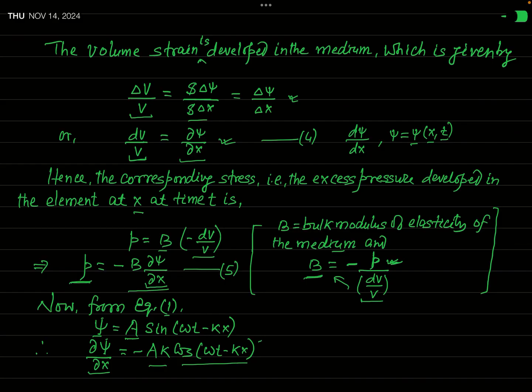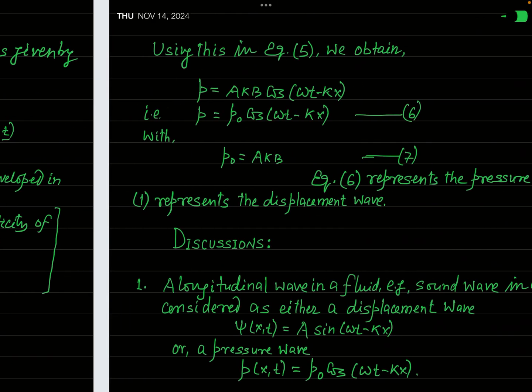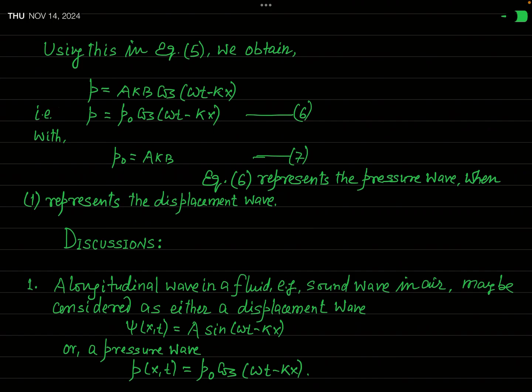So now let us substitute this value of del psi by del x in this equation 5 for getting the value of excess pressure. So the excess pressure, you can see, will be equal to this much, akb times cosine of omega t minus kx. Now, instead of a times k times b, I have written here p naught. Actually, this represents the maximum value of this p. So I have mentioned it here. P naught is equal to akb.